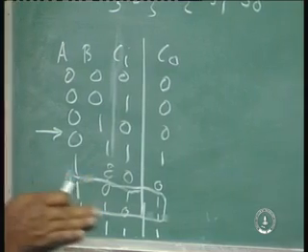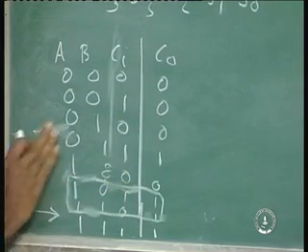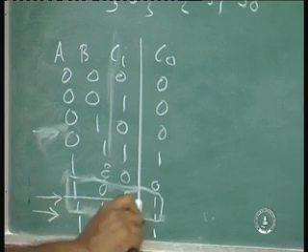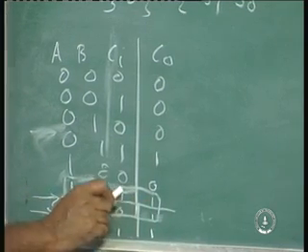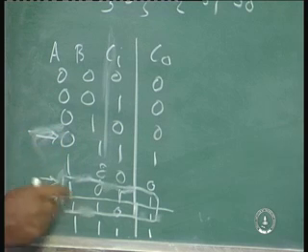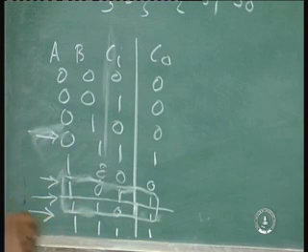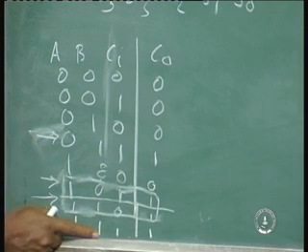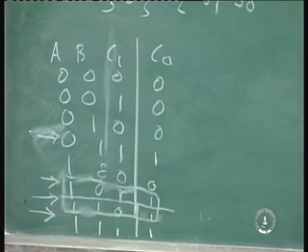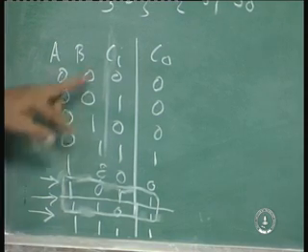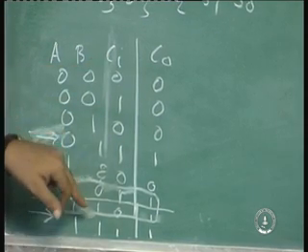Now I put the carry differently. I will remove the arrow. The last two rows I will put under one category, and these two rows I will put under another category. When both A and B are 1, we have a carry, irrespective of whether Ci is 1 or 0. So there is one condition under which you have a carry.